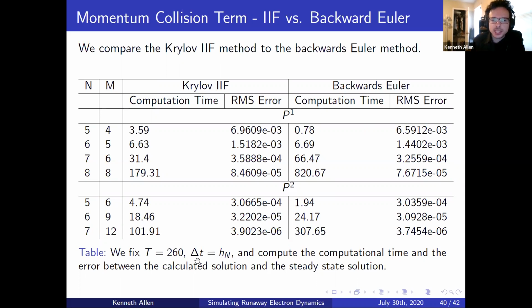And again, we're taking large time steps here. We're taking the time step delta t equal to the mesh size. And our end time is also very large. We're choosing the end time to be 260. So again, we can see that we have some advantage for using this Krylov IF method when compared to the backward Euler method.